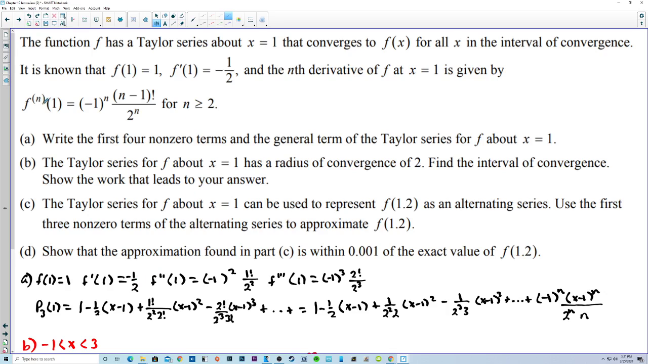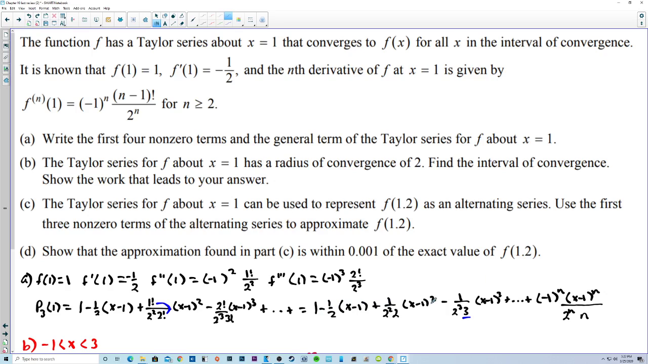Now if we plug in 2, the second derivative, we have negative 1 squared. That's going to be positive. Then 2 minus 1 factorial is 1 factorial over 2 squared. And then when we plug 3 in, we get negative 1 to the third, 2 factorial over 2 to the third. Now when we plug all this into the polynomial, we get 1 minus 1/2 times x minus 1, then 1 factorial over 2 factorial. Those factorials combined just go to the number 2, 1 factorial just being 1. Then 2 factorial over 3 factorial would just give you 3 here. And then the next one would just be 4 in the denominator. The next one would just be 5 in the denominator.